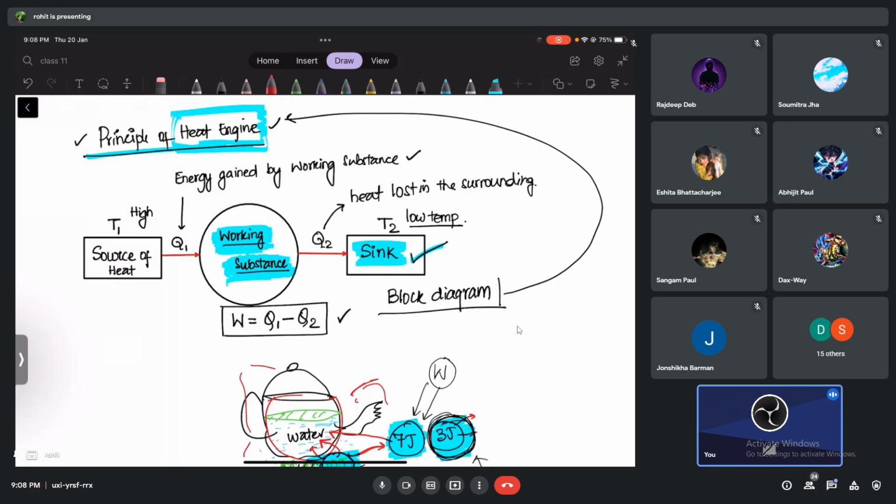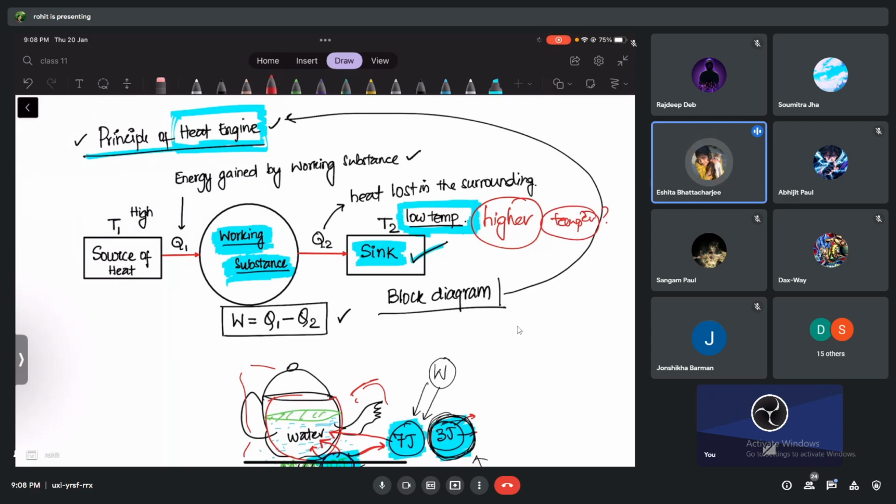Now what is another thing? Will your sink always be at higher or lower temperature? Lower temperature. If it is at higher temperature, what will be the problem? Who can tell me? Heat will flow from the sink to the working substance. Yeah, and what will happen? Work done will be negative? No. The name sink will disappear.